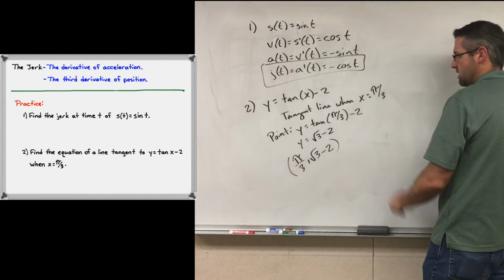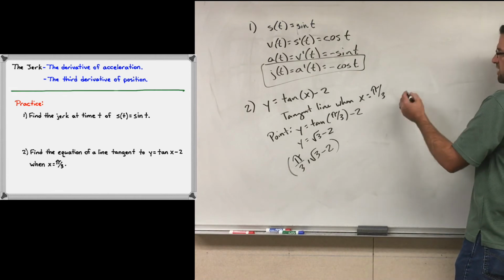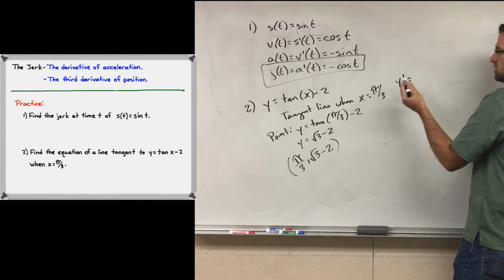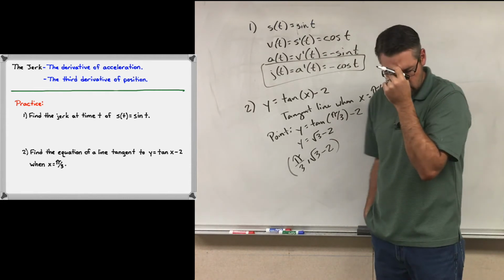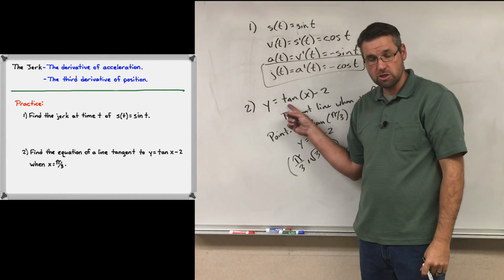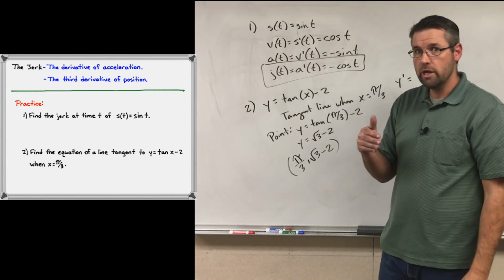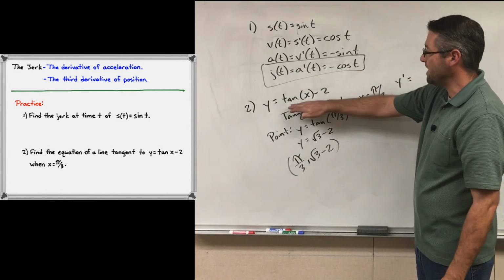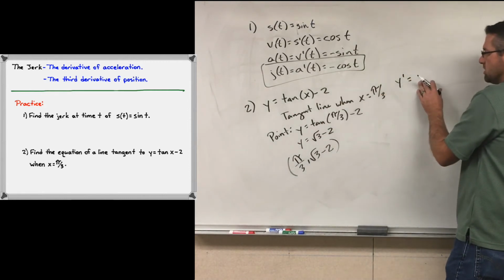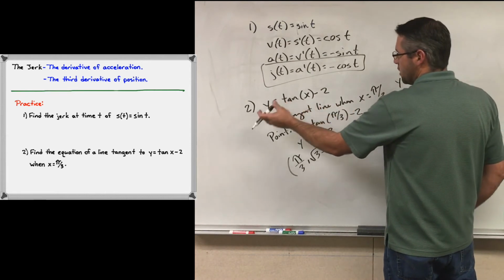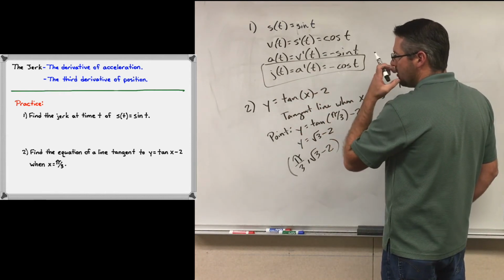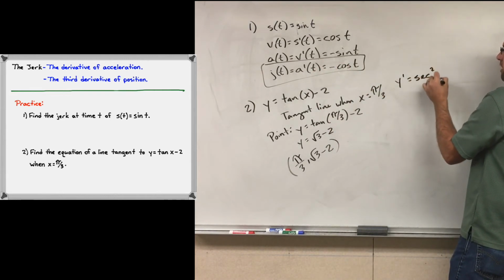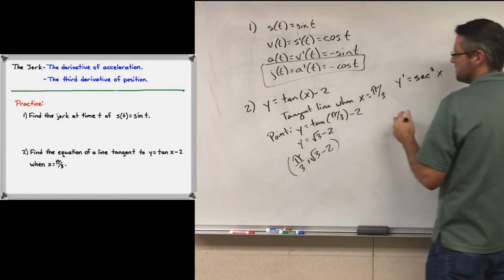Don't get overwhelmed by that. That's what it is, okay? The next thing we have to do is find the derivative. So y prime, well, what's the derivative of tangent x? That is not a cofunction, so the result will not be negative. So we know it's going to be a positive result. And the derivative of tangent and cotangent is our secant, cosecant squared issues. So the derivative of tangent is secant squared of x. And then the derivative of negative 2 is 0.